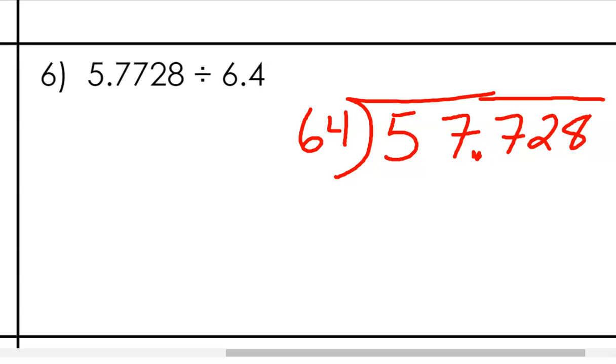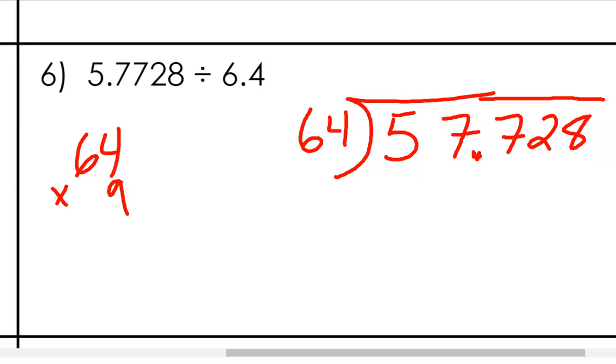Decimal goes here. All right, so how many times will 64 go into 57? It won't. So it won't go into 57, but it will go into 577. So let's try it. How many times will it go? So we got 577, and we want to see how many times 64 will go into it. So let's try 9 and see what we get.